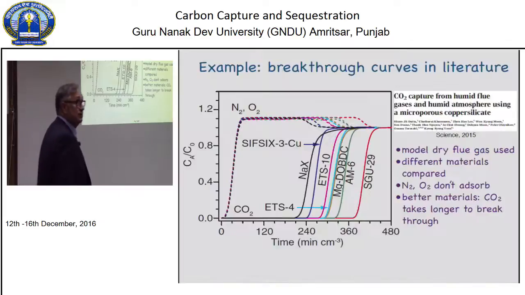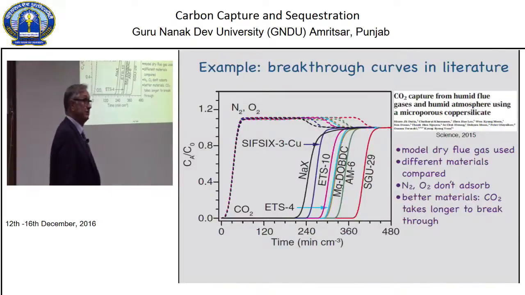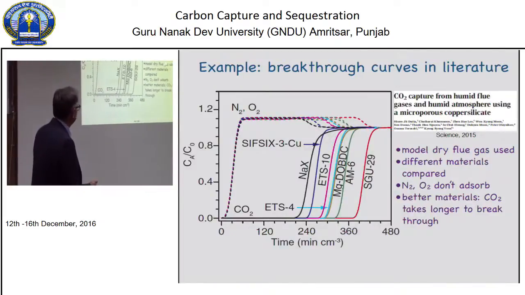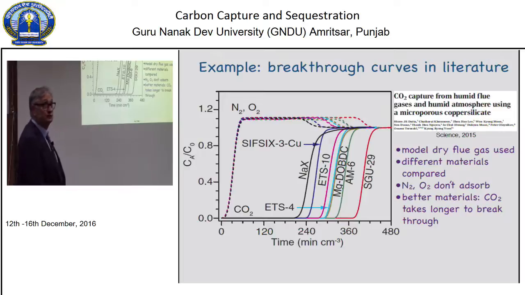So here are some breakthrough curves that I just snatched from the literature for you to see that people are publishing. Here's a paper in Science last year in which the authors were comparing all these different materials. This is the breakthrough curve. There's the concentration of CO2, or in these curves, nitrogen and oxygen, as a function of time. And notice that the beds don't adsorb nitrogen or oxygen at all. That's why these curves are flat for nitrogen and oxygen, or maybe just a little bit. That's good, because we want those gases to pass through.